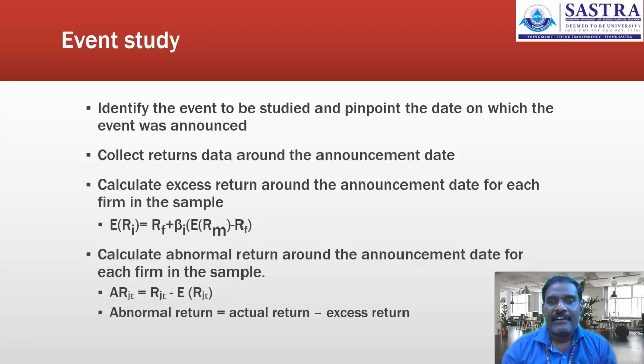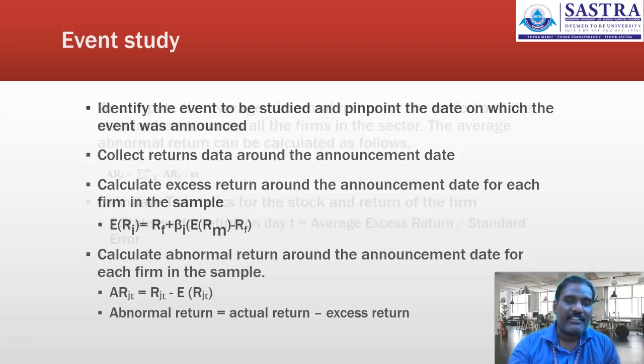So it is calculating the abnormal return around the event date, the announcement date, for each firm in the sample. It is not only calculated for State Bank of India, it is also calculated for the rate of return generated by each firm in the event study. We call it abnormal return. It is actual return minus expected return, or we can say the average rate of return generated by the stocks in the event study minus the expected rate of return. It is calculating the abnormal return generated by the firms.